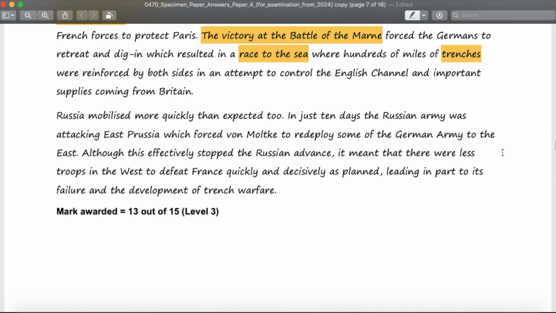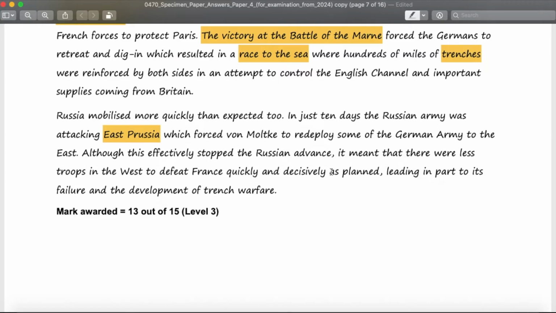The Russians surprised the Germans by mobilizing quite quickly. And this led to the breakdown of the Schlieffen Plan, because it was supposed to be all forces to crush France and then swing everybody around to defeat Russia. But the implementation broke down. And the last line of the sentence is very good. It says, it failed, and then it led to trench warfare.